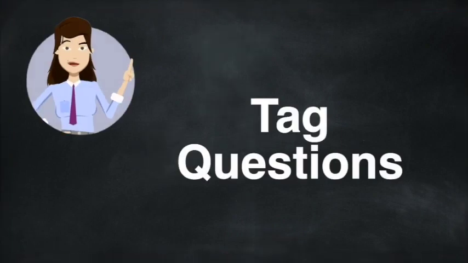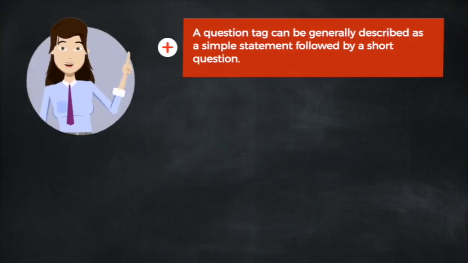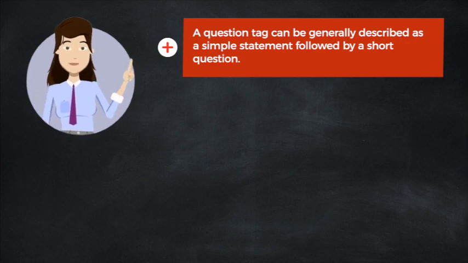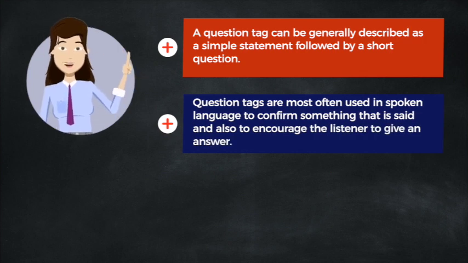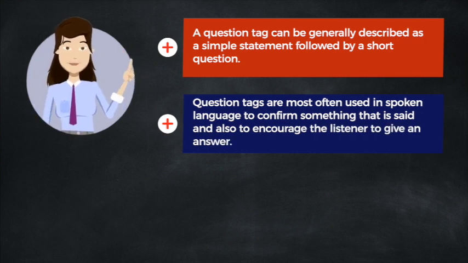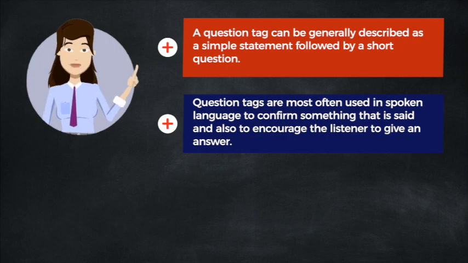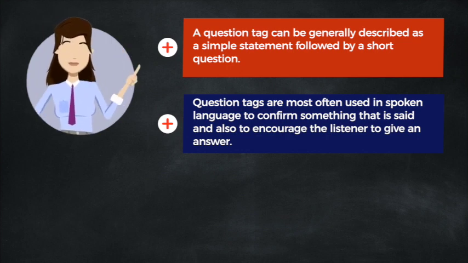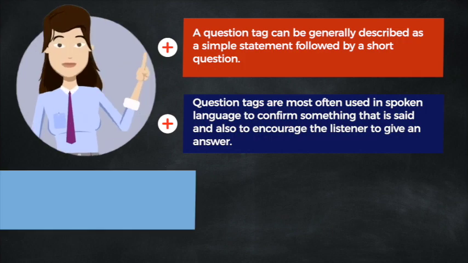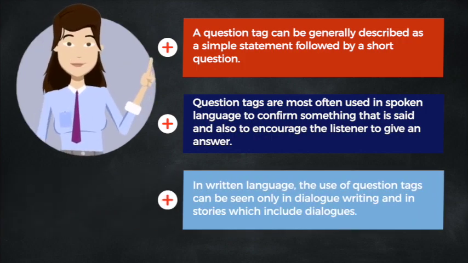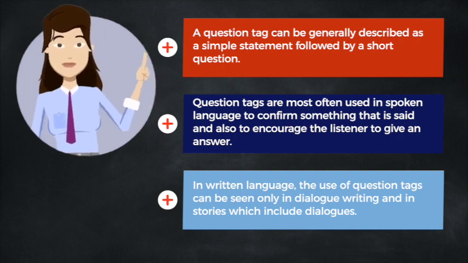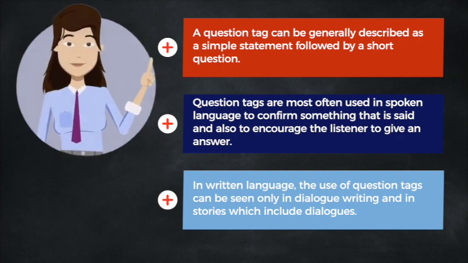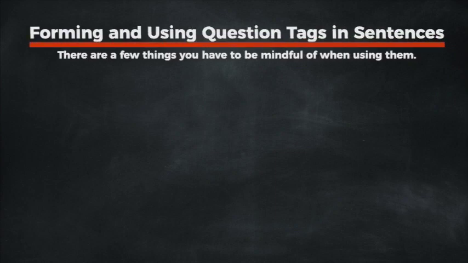Tag questions. A question tag can be generally described as a simple statement followed by a short question. Question tags are most often used in spoken language to confirm something that is said and also to encourage the listener to give an answer. In written language, the use of tag questions can be seen only in dialogue writing and in stories which include dialogues. Forming and using tags in sentences.